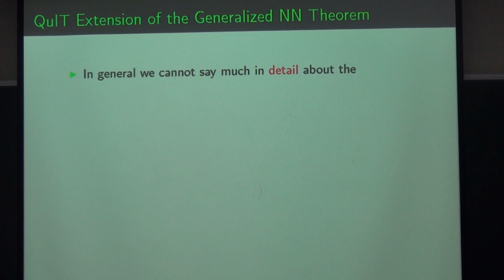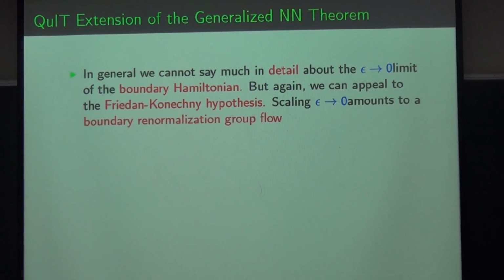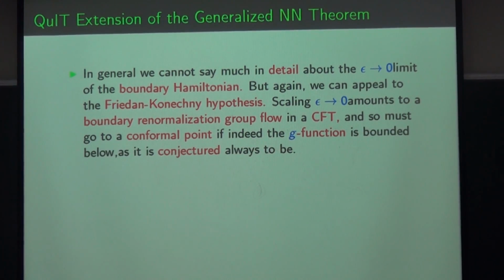So in general, we can't say much in detail about the epsilon goes to 0 limit of a boundary Hamiltonian, but again, we're going to appeal to this Friedan connection hypothesis. So scaling epsilon to 0 just amounts to a boundary renormalization group flow in a CFT. And so you have to flow to a conformal point if the hypothesis is true. And it's been conjectured that it's always true.